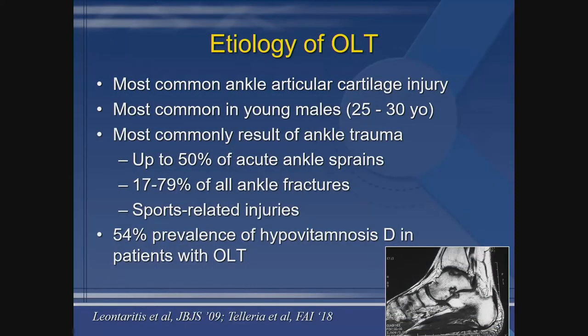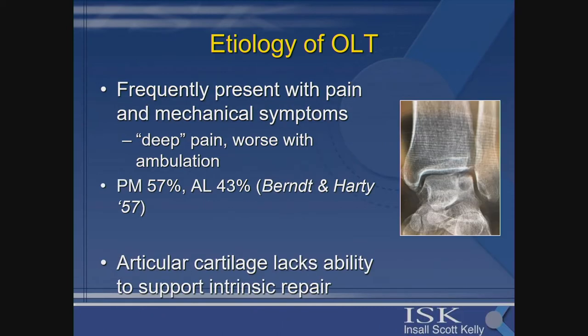As we know, regarding the etiology, this is the most common articular cartilage injury in the ankle, more common in active young males, usually a result of trauma. But there is also a noted prevalence in patients who have hypovitaminosis D. A lot of times these patients present with pain and mechanical symptoms. They tend to describe it as more of a deep pain. It's worse with ambulation, or they could have some type of ankle sprain injury and the pain just doesn't get better.